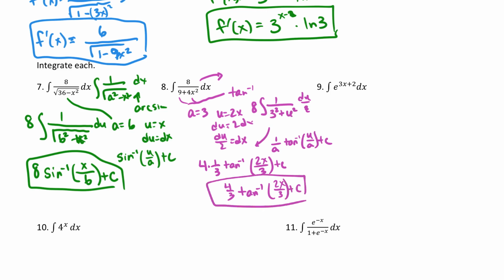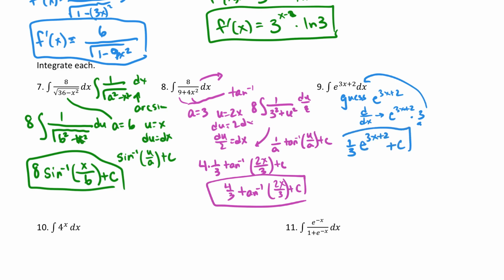Okay, moving on to that next one over here, and now we've got an e to the x. So over here, you can kind of do this with guess and check, because if I guess e to the 3x plus 2, and I take the derivative of this, I would end up with e to the 3x plus 2 times 3. Is that what I want right here? Close. I just don't want that 3 right here, so I need a 1/3 out in front of it, and e to the 3x plus 2 plus your c.